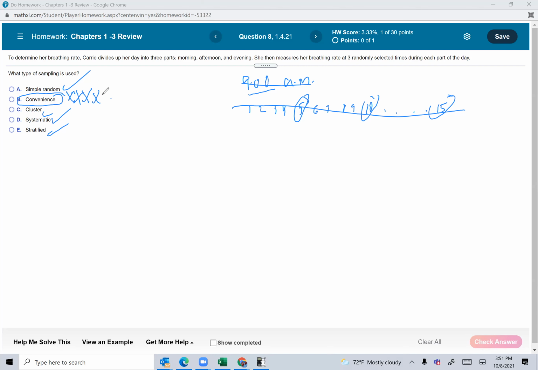All right. To determine her breathing rate, Kari divides up her day into 3 parts: morning, afternoon, and evening. So her day is divided into 3 parts: morning, afternoon, and evening.